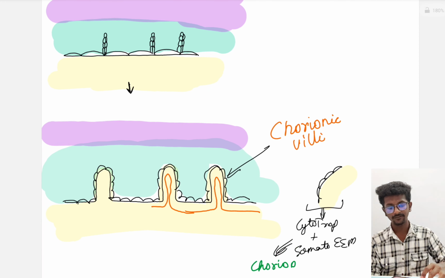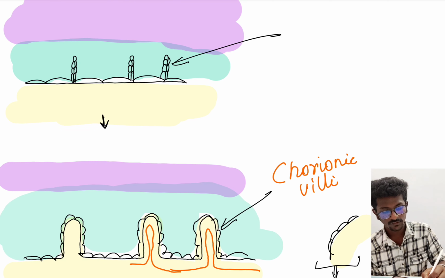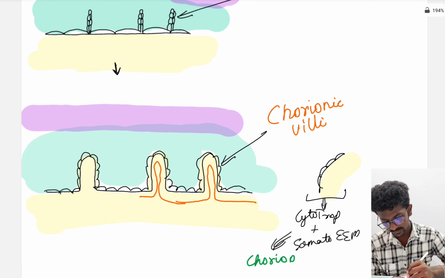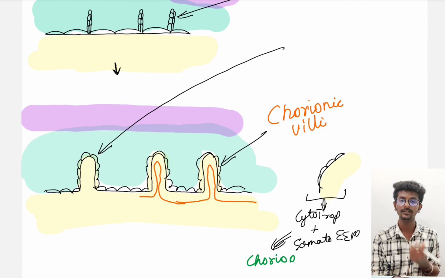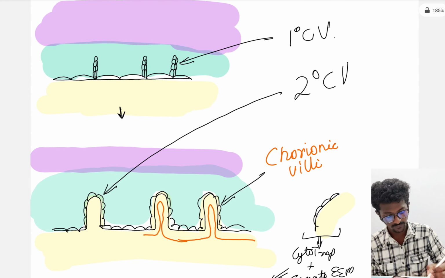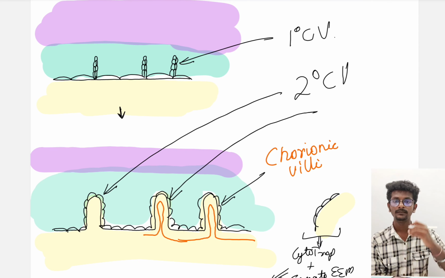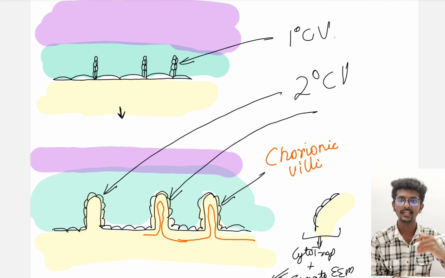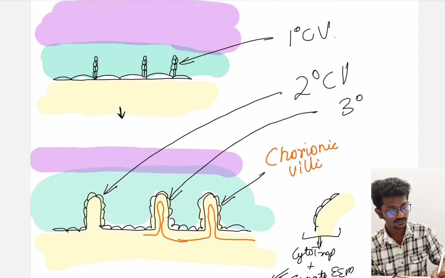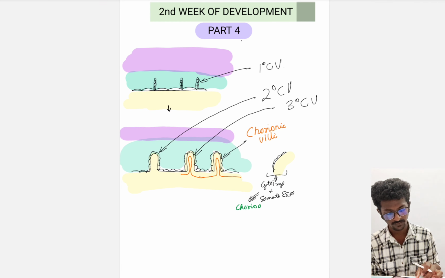But there are three different names for these chorionic villi. The one in which only cytotrophoblast is present is called the primary chorionic villi. The one in which cytotrophoblast and somatopleuric extraembryonic mesoderm are present is the secondary chorionic villi. And the one in which fetal blood vessels have also formed, along with the cytotrophoblast and the somatopleuric extraembryonic mesoderm, is called the tertiary chorionic villi. Primary chorionic villi, secondary chorionic villi, and tertiary chorionic villi.